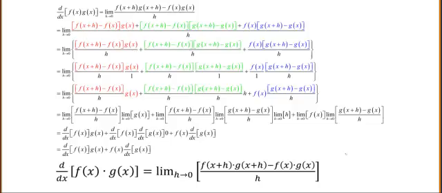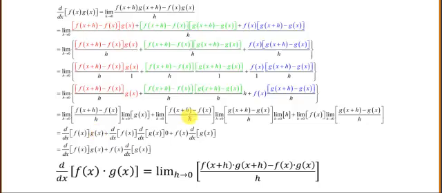Now, as I take these limits, this one, provided that f is differentiable, turns out to be the derivative of f. This is just the definition of the derivative, the limit as h approaches 0 of f of x plus h minus f of x over h. This one, since g of x does not depend at all on h, as h goes to 0, nothing changes here, so this is just g of x.